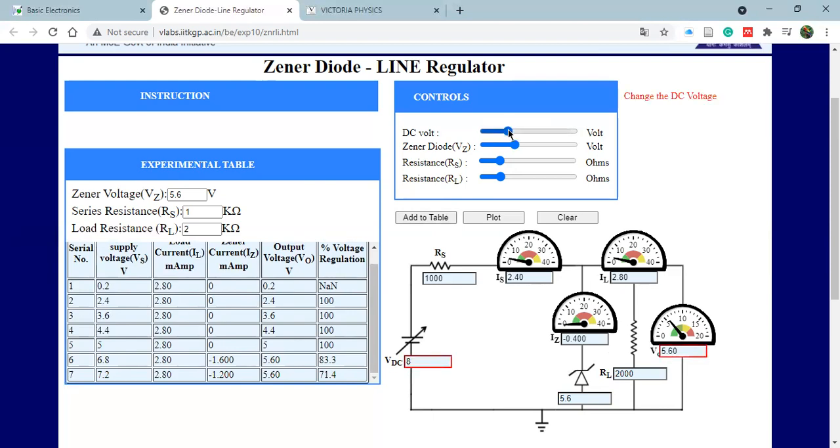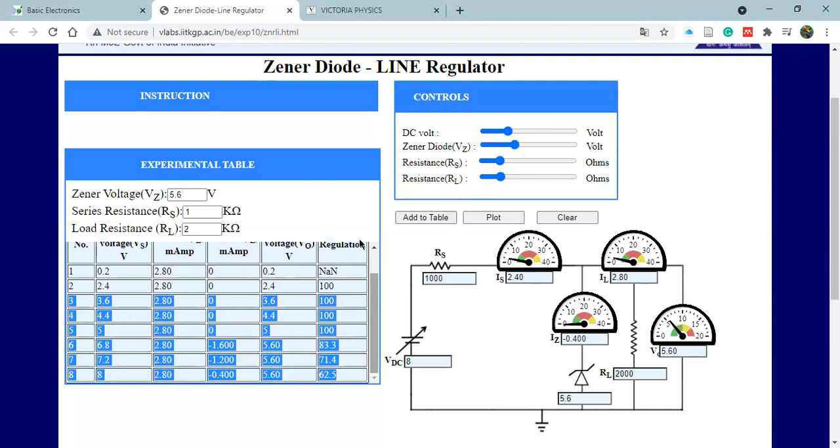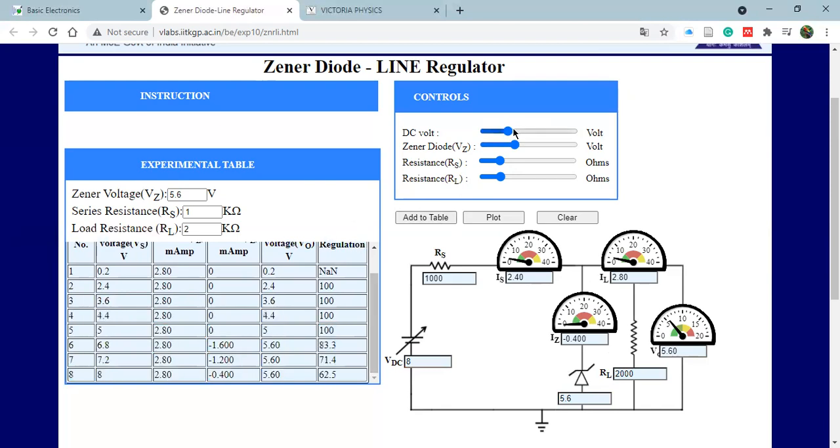So now after 7.2, I have taken the value as, say, 8. I'm moving gradually because I don't want to make any kind of mistake over here. So now suppose I can increase the value, add to table, take two more values. Now, if I wish to, just a second, I'll explain. Now look at the table.